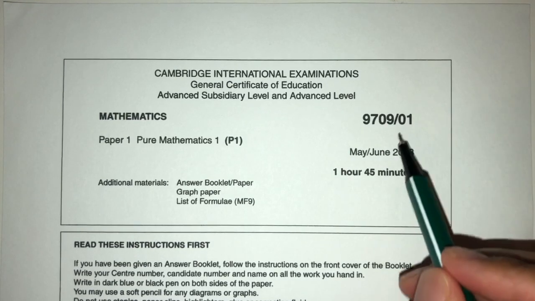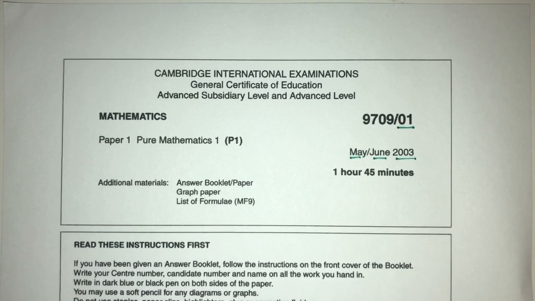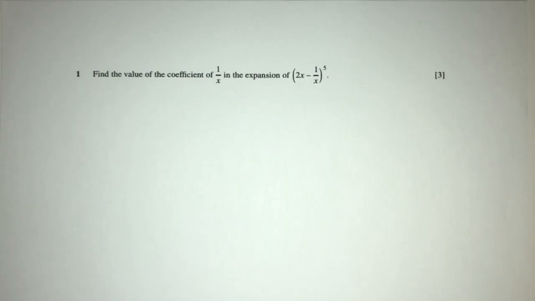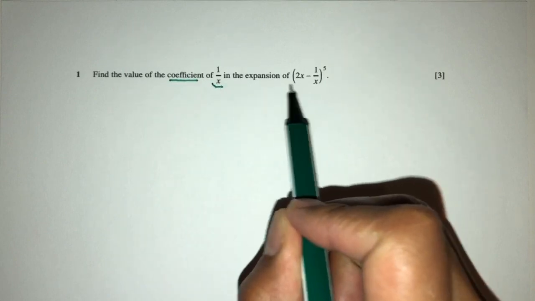This one is paper 1 of May-June 2003 for A-Level Math, paper 1. Now, with that being said, let's move on to question number 1. So here we have to find the value of the coefficient of 1 over x in this expansion.